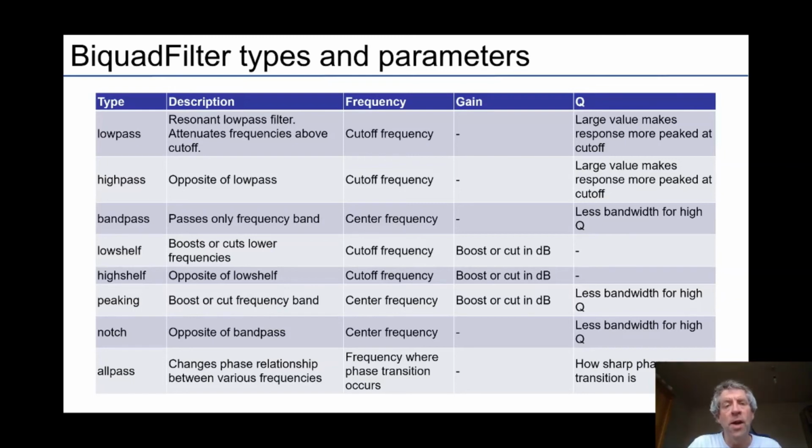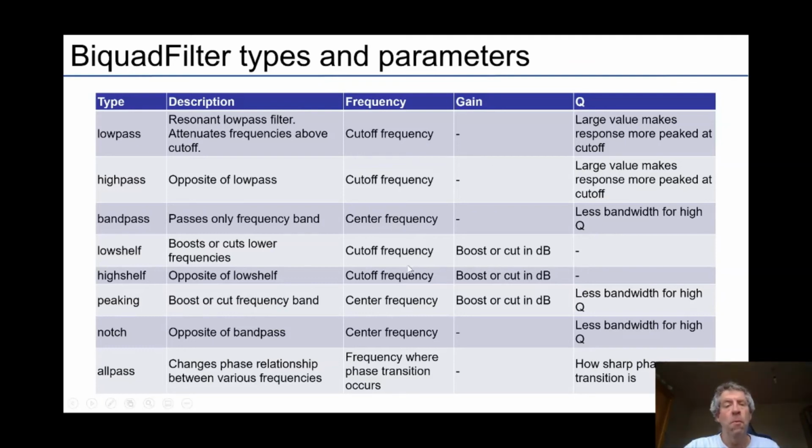The Q value, keep in mind that the low pass and high pass are resonant low pass and high pass filters. So they do have this peakiness right before the transition. That's defined by the Q. A large value of the quality factor makes the response more peaked at the cutoff.